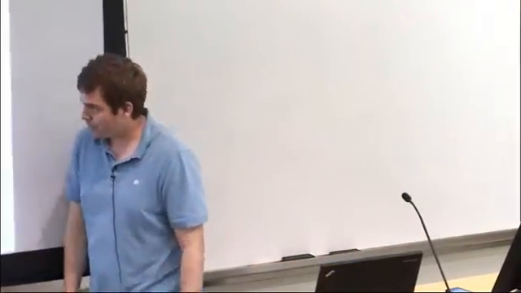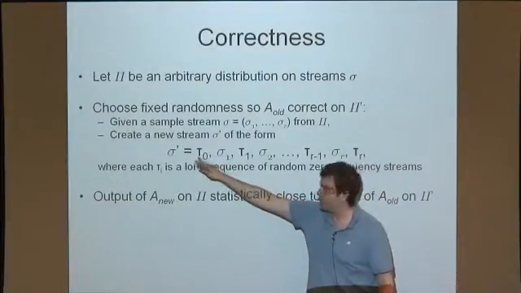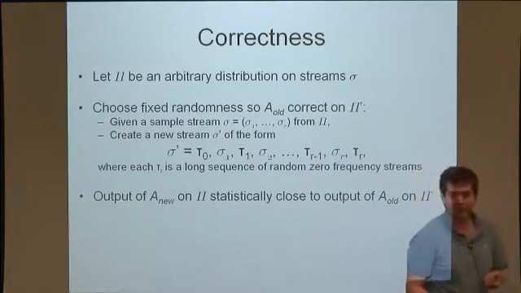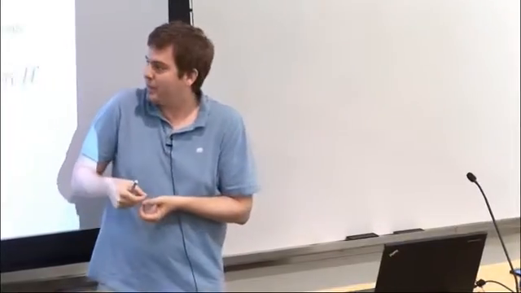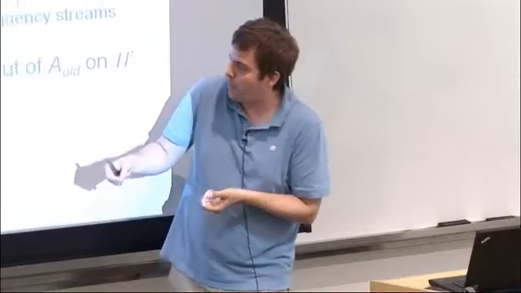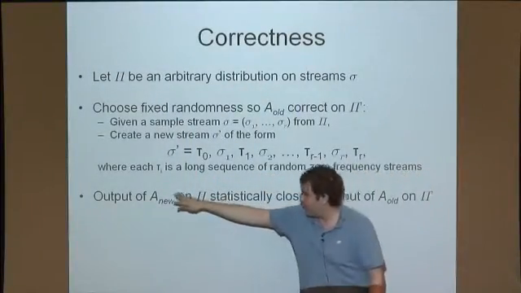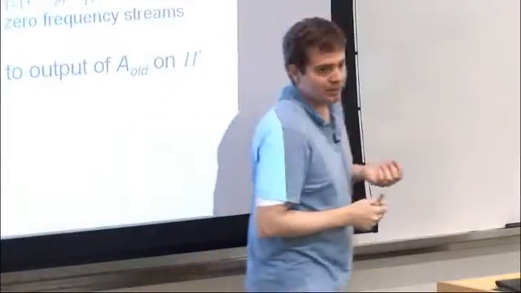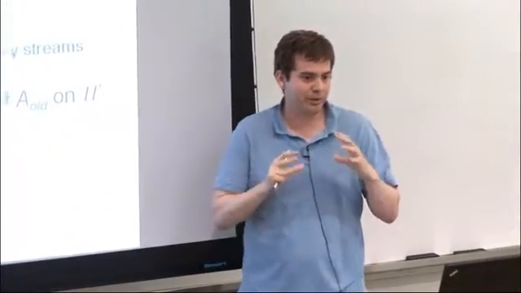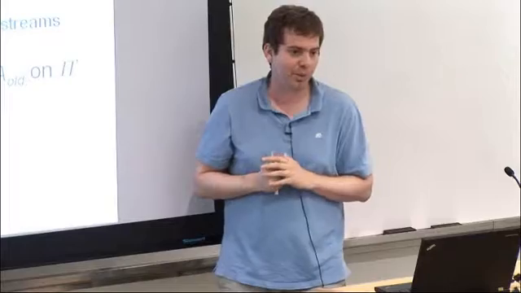Okay, so what I'm saying is if I take sigma prime and execute a long sequence of zero frequency streams, then this is like taking a random walk in the zero frequency graph, and that's exactly how we chose our initial state of the new automaton. We took a terminal equivalence class that you reach via random walk.